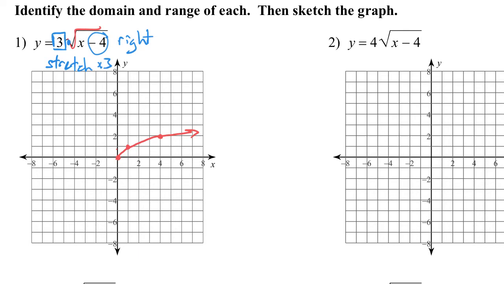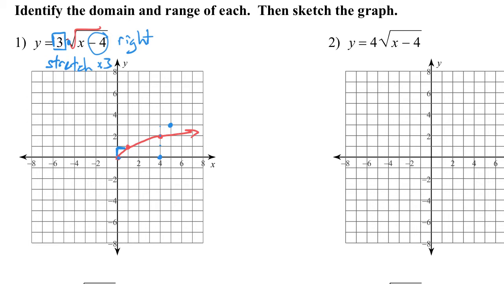So I'm going to shift to the right 4, put a dot. That's the new endpoint. So that's this first point. Then it's going to go up 3. So 1, 2, 3 up and over 1. I know it's over 1 because of this distance here. So why is it up 3? It's up 3 because of the stretch.